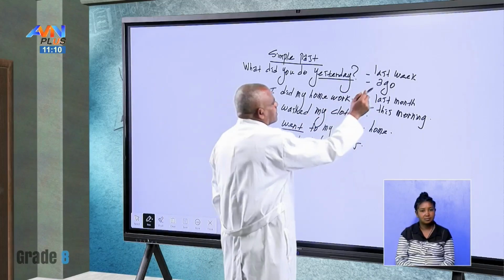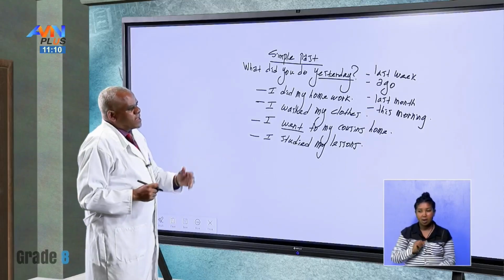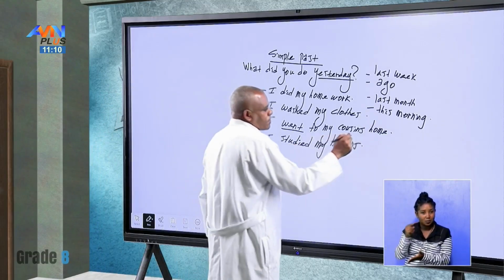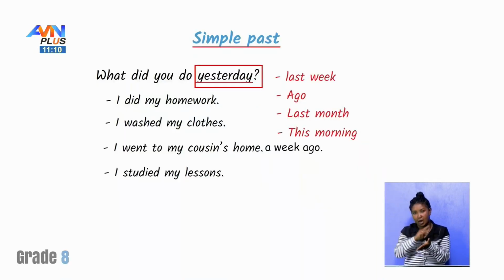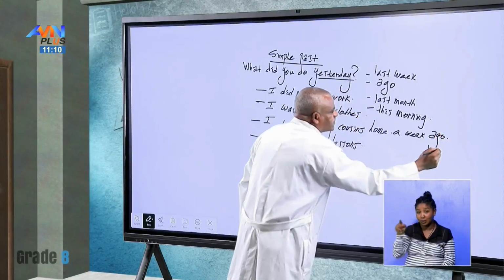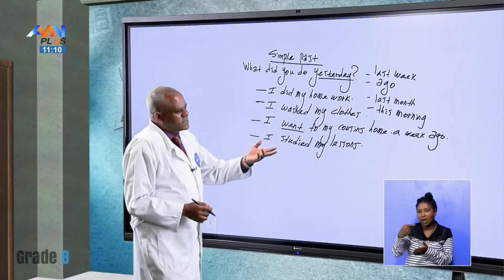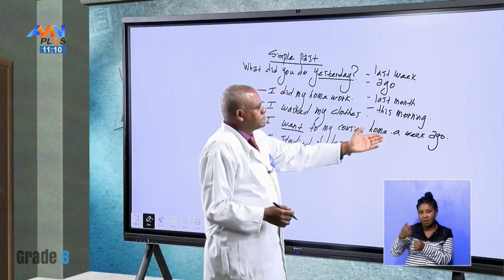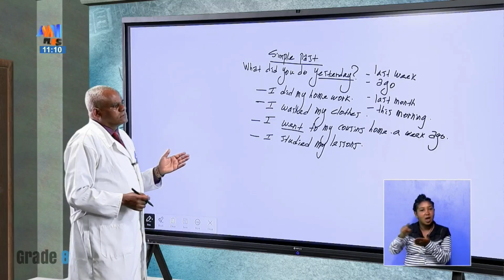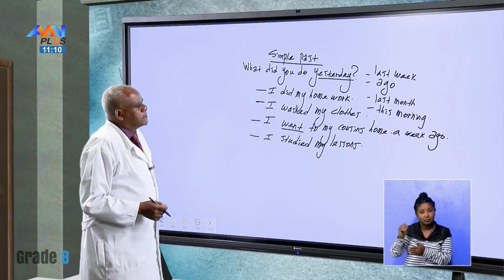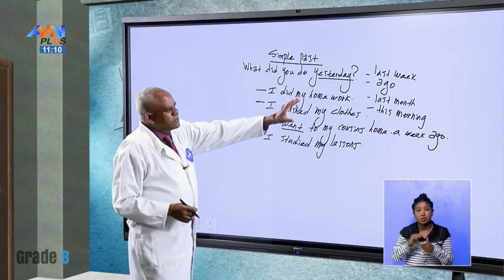What about in the case of ago? You see, I went to my cousin's home a week ago. Look at this time adverb, right? A week ago. Ago usually takes the final position here. Therefore, I went to my cousin's home a week ago. But don't use it in such a context: what did you do ago? No. It's wrong.